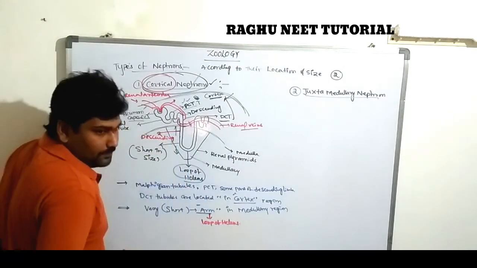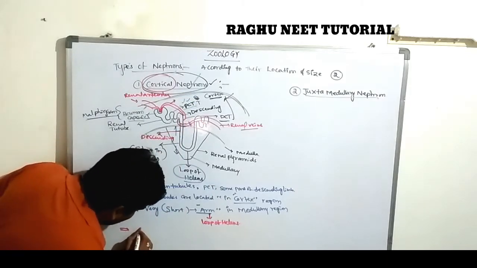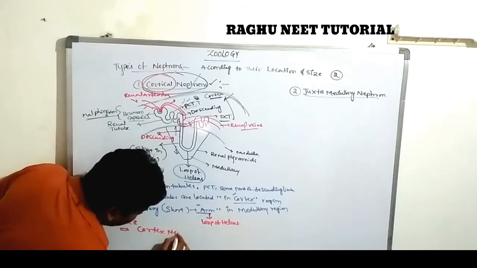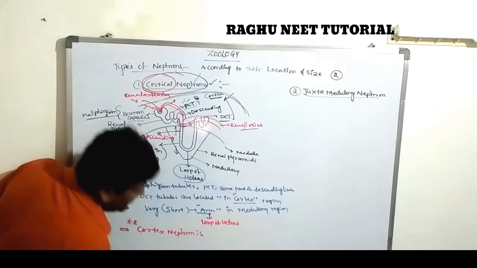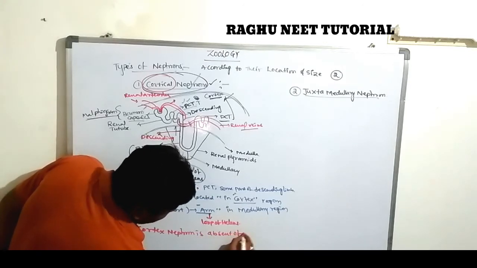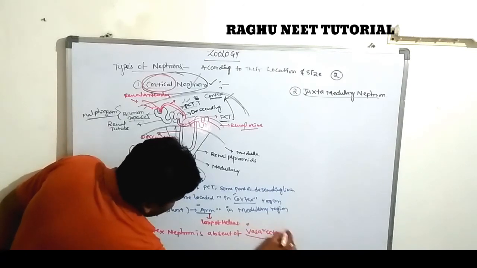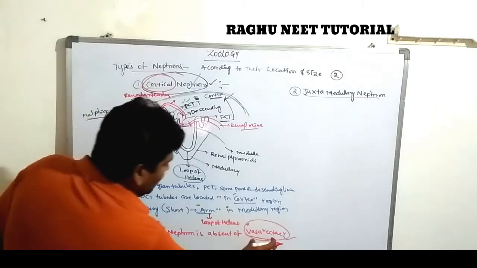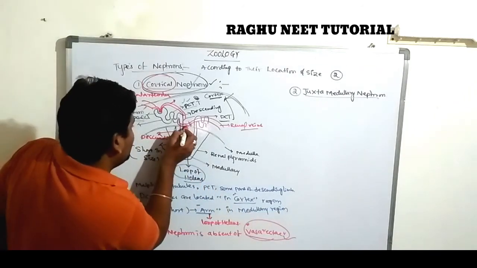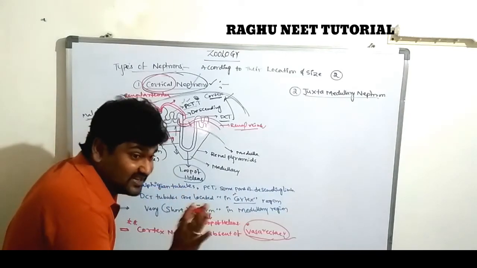So this is known as the cortical nephron. This point is very, very important, note down everyone: the cortical nephron is absent of vasa recta. I will discuss the vasa recta later on. Why are cortical nephrons absent of vasa recta? Because they show only one loop. Very clear? Only one loop, so that is the absence of vasa recta.